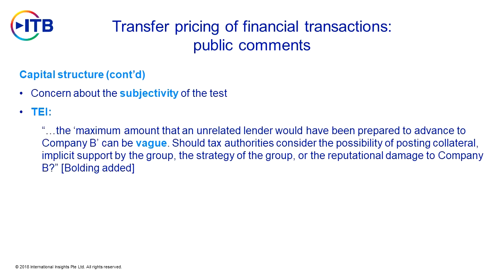Secondly, there's a concern about the subjectivity of this test. TEI said, the maximum amount that an unrelated lender would have been prepared to advance to Company B can be vague. Should tax authorities consider the possibility of posting collateral, implicit support by the group, the strategy of the group, or the reputational damage to Company B?